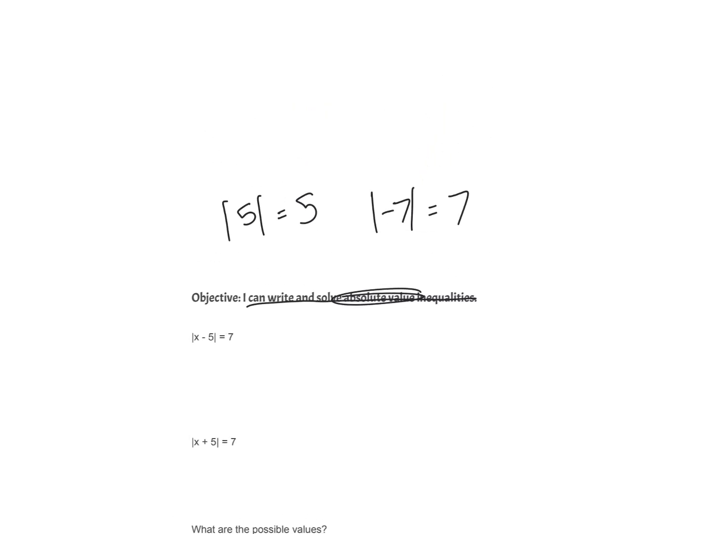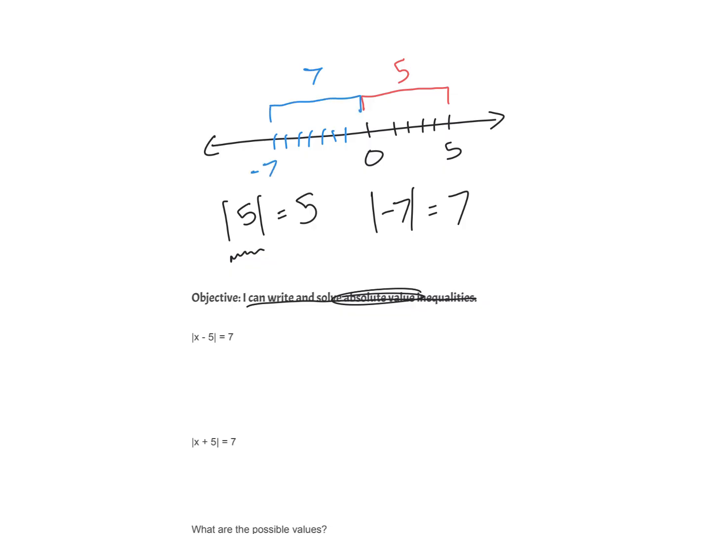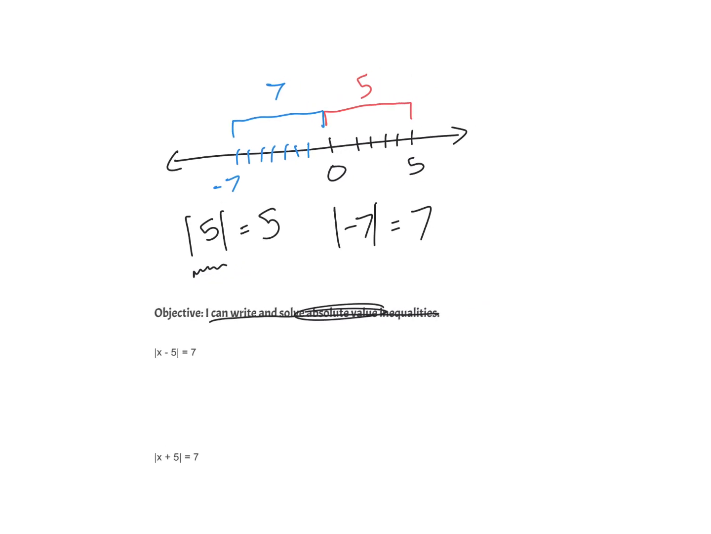The definition of an absolute value is its distance from 0. So for example, the reason the absolute value of 5 is 5 is that this value right here is 5, the distance traveled. That's why I said distance from 0. Same thing with this one: 1, 2, 3, 4, 5, 6, 7. That's why this is 7 and not negative 7, because the distance covered is 7, right?